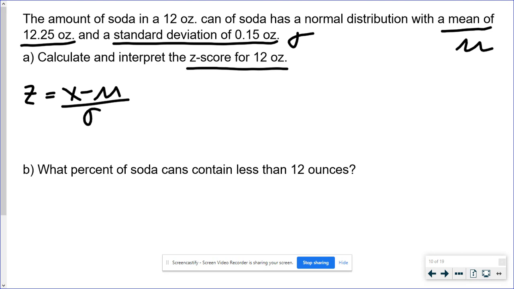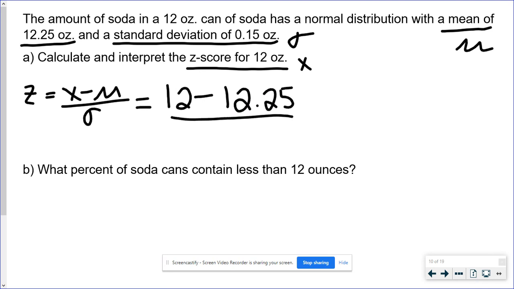ounces. If we plug this into the z-score formula, X is the value that you're interested in. So in this case, that's 12 ounces. We're going to subtract the mean and then divide by the standard deviation.